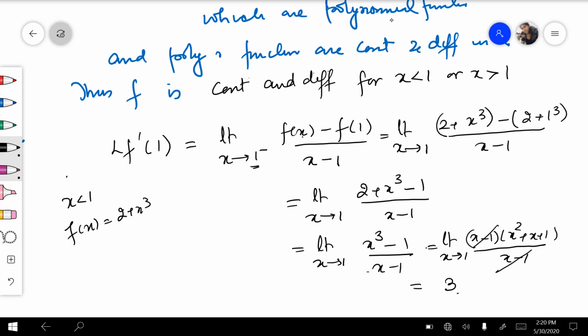या आप यहाँ पर ये फॉर्मूला भी अप्लाई कर सकते हैं, limit x approaches to a, x raised to power n minus a raised to power n upon x minus a is equal to n a raised to power n minus 1. उससे भी आपके पास 3 ही आता है. Now right hand derivative at 1.